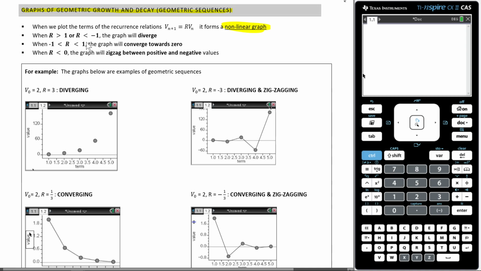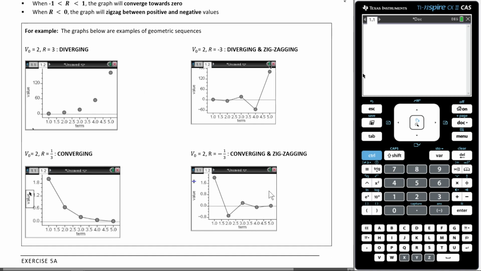Now, we've got a whole bunch of stuff here, but I really just want to talk about the two main ones that we're going to see. We're mainly going to see diverging and converging. I will talk through the others as well, but we're going to see less of them. Mainly, when your r is greater than 1, so in this case when r is 3, you're going to get something that diverges like this.